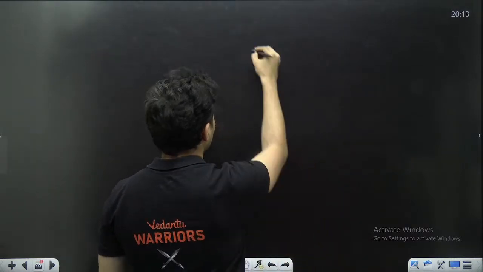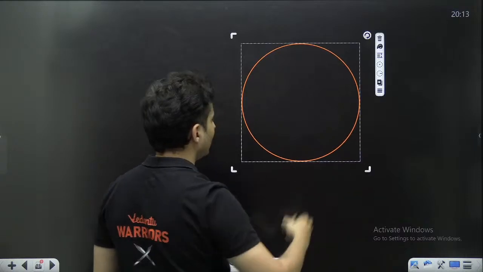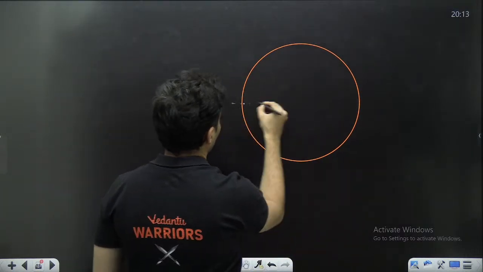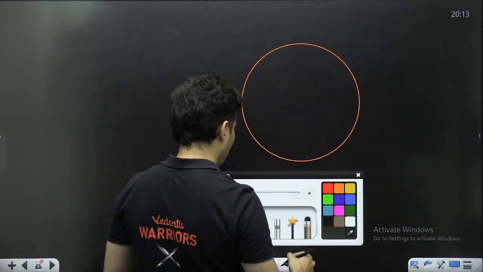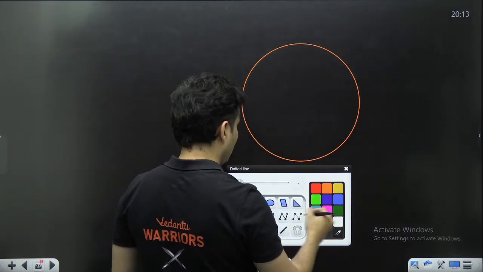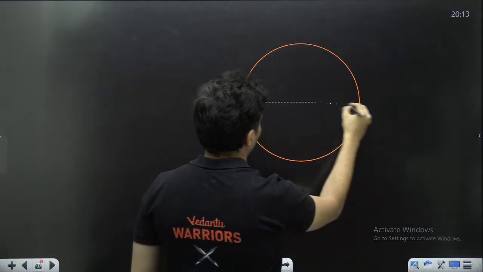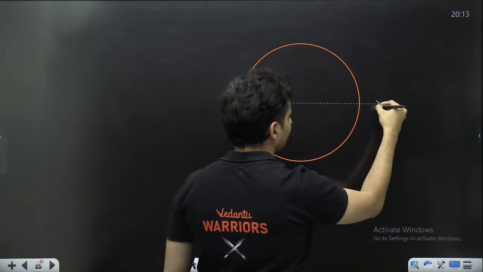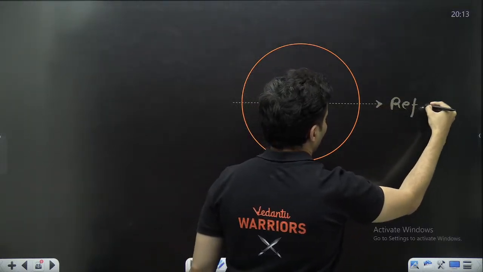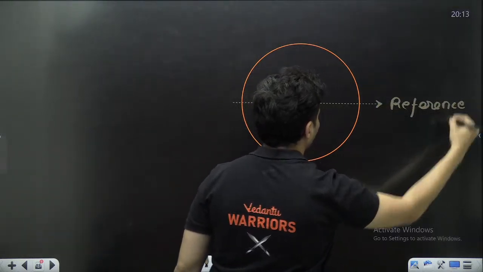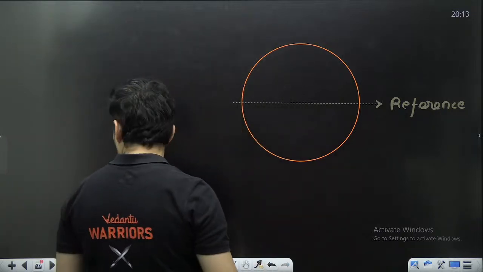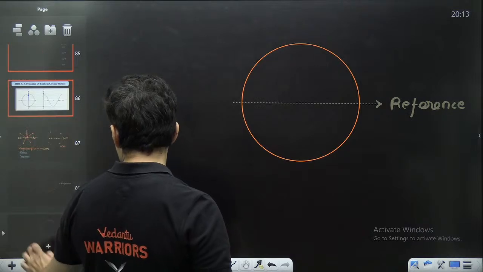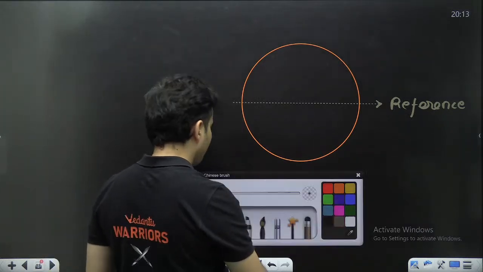Let's take a nice circle over here. Okay, and let's draw a horizontal line, which we often call the reference line. Then we just create a duplicate.